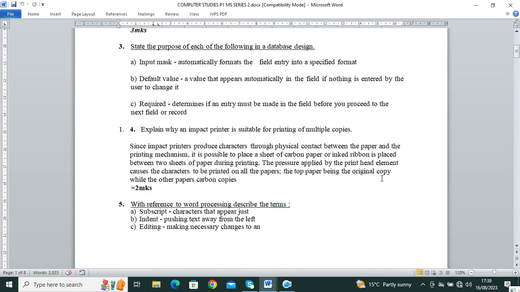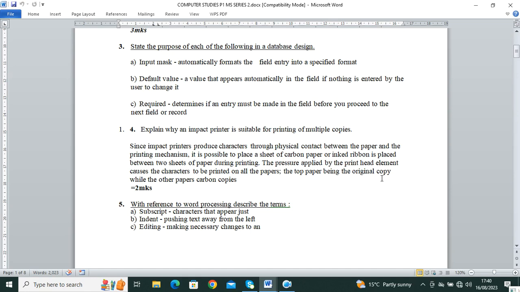Then we have question number 4. Explain why an impact printer is suitable for printing of multiple copies. Remember, an impact printer can accept carbon papers. Guys, if you haven't interacted with a carbon paper, you can ask your computer teacher to provide a carbon paper. Definitely, what the carbon paper does, it allows you to write using a biro pen, using your hand, using any blunt object. Whenever you write on it, it automatically duplicates. So these printers allow you to use carbon papers to make copies rather than using the pen, the toner, or the cartridge, or you're wasting a lot of ink.